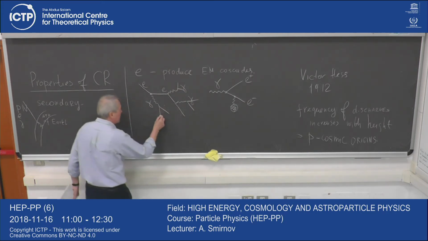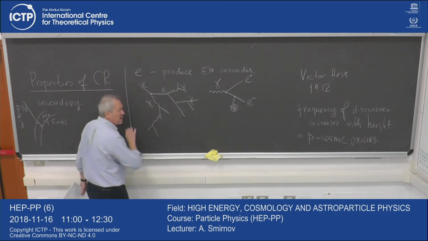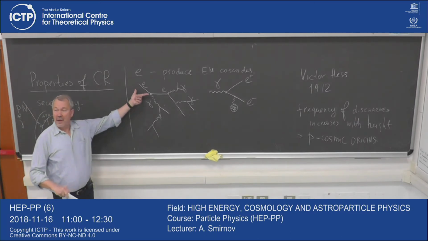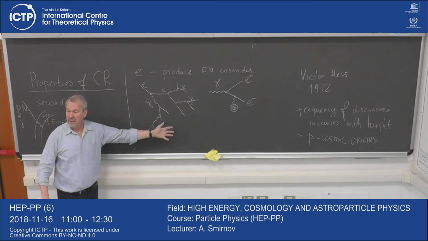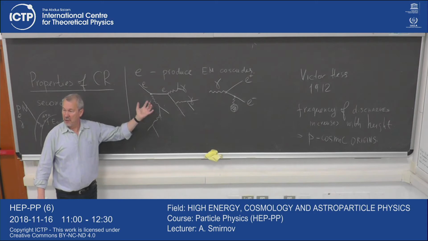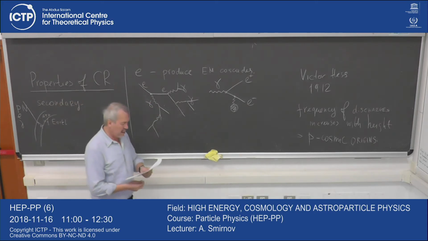And then secondary electrons also produce gammas, and then this cascade develops. If primary energy is very high, then the number of secondary particles can be huge. It can be millions of secondary particles produced by a single originally interacting electron. So these are electromagnetic cascades.